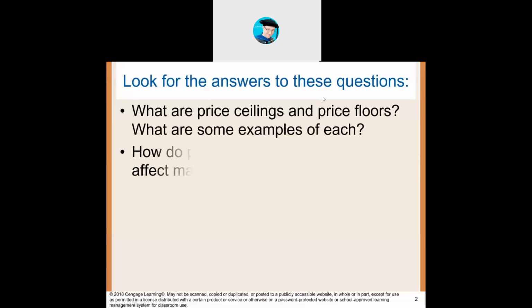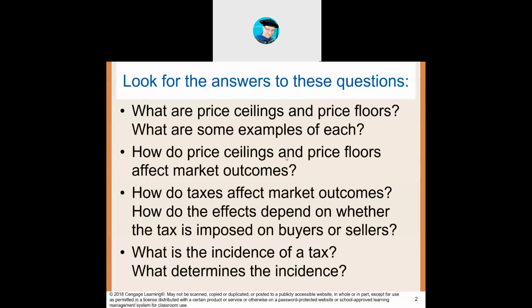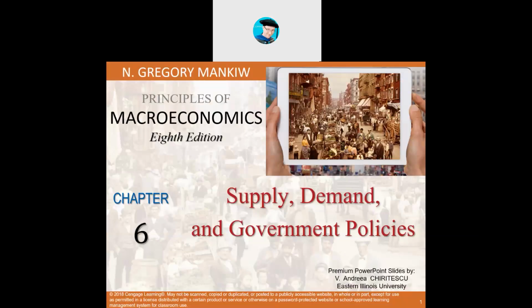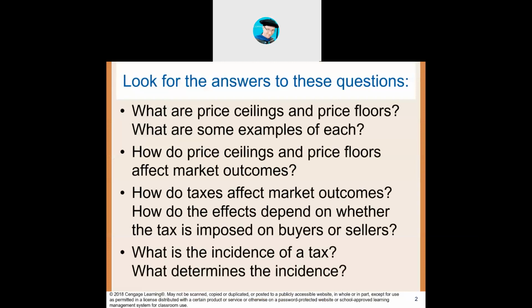Okay, so let's talk about supply, demand, and government policies. Government policies set a lot of regulation on the market. An example of that is when the government sets taxes. That is a regulation on the market. When a government sets imports and export regulations, that is how government policy affects the market.